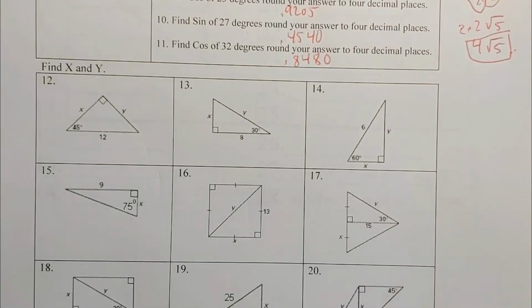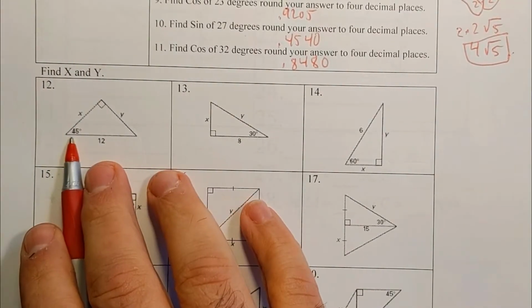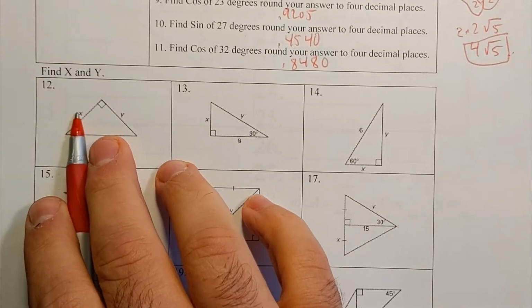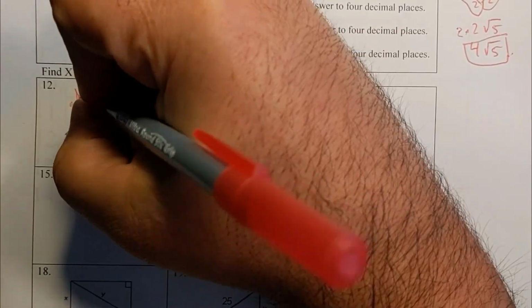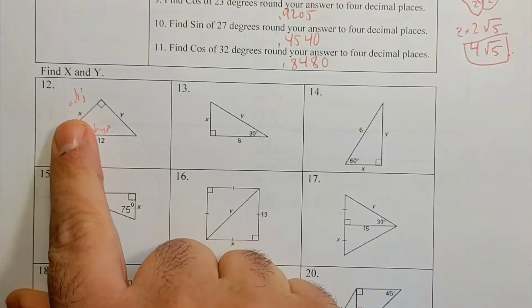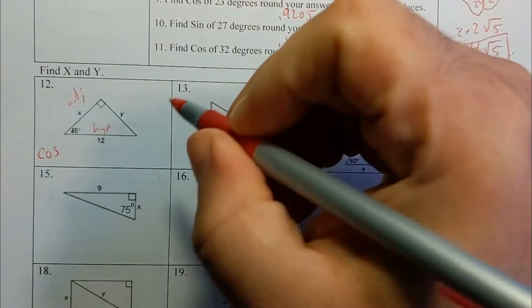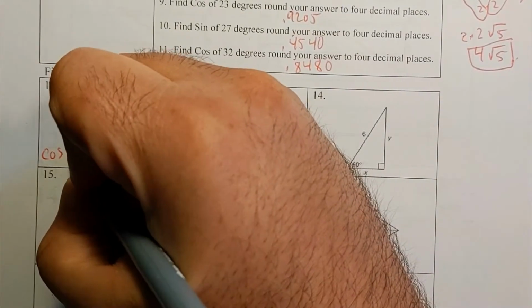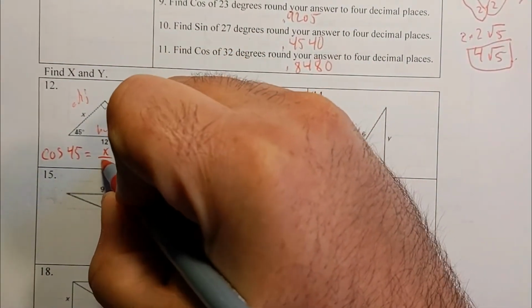Number 12, all the way down to 23, this is where you're using SOHCAHTOA in its traditional form. So if I'm looking over here and I want to find x first, from this angle, x is my adjacent and 12 is my hypotenuse. So adjacent and hypotenuse is cosine. So I'm going to go cos of the angle, 45, equals, and then adjacent on top, hypotenuse on the bottom.